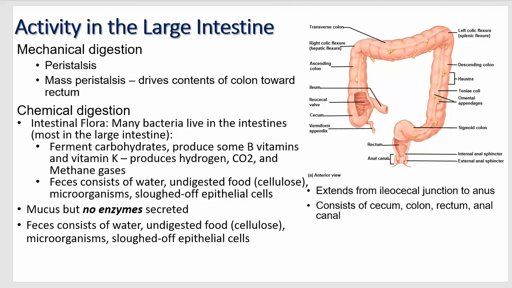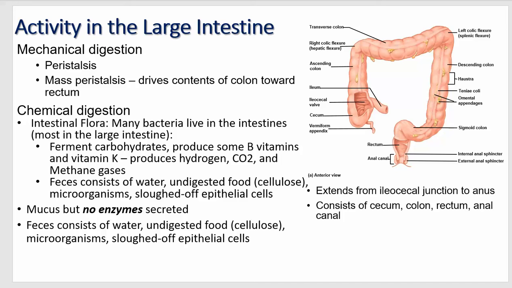So what does happen in the large intestine? There's some mechanical digestion, so peristalsis, so we have things moving forward, we have some segmentation, and one thing that happens in the large intestine, and in the small intestine too, is mass peristalsis. It drives the contents of the colon forward, moves it all forward in one big lump, and that moves it into the rectum, and that's where you start to have the urge to defecate. So that's mechanical digestion.